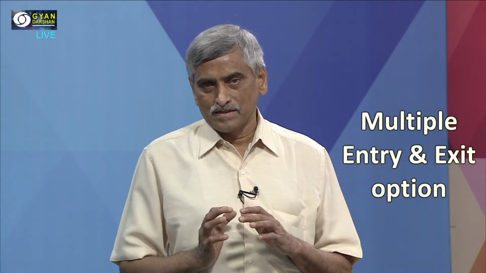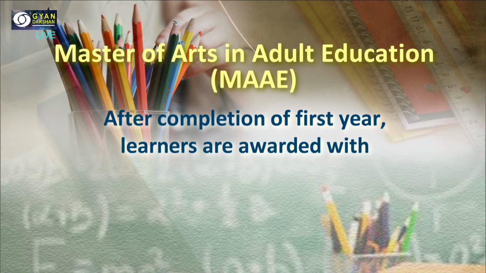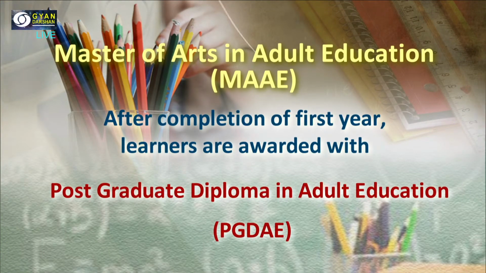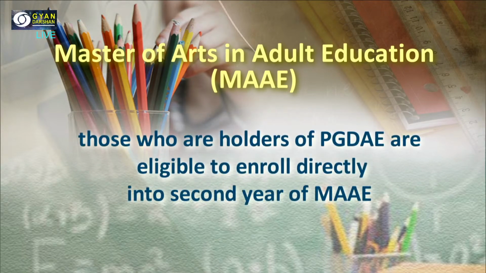MAAE is a 2-year modular program with multiple entry and exit options. Students who complete first year of the program will be awarded with the postgraduate diploma in adult education. In case they want to continue, they will complete second year program and they will be awarded with the Master of Arts in adult education.